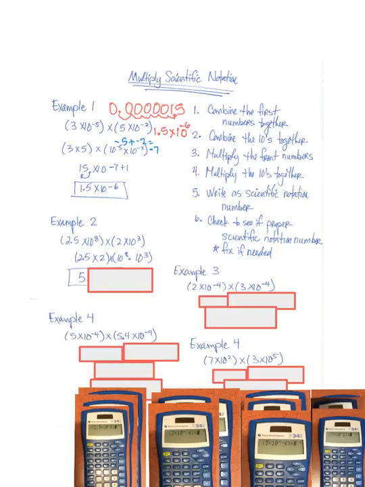And then we want to combine our 10s together. So how many 10s do we have in the first group? 8. How many do we have in the second group? 3. Combine them together. How many do we have total? We're going to have 11.